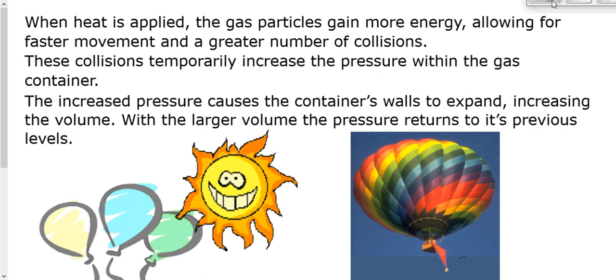After about an hour, take a look and compare the size of the balloons to your one that had been held in the middle of the house, your control. And you'll notice that the temperature has caused a difference in the volume of the balloon.